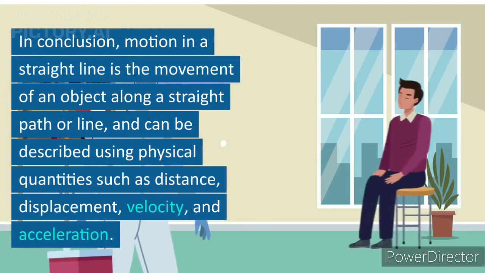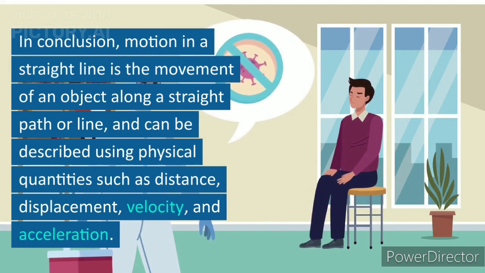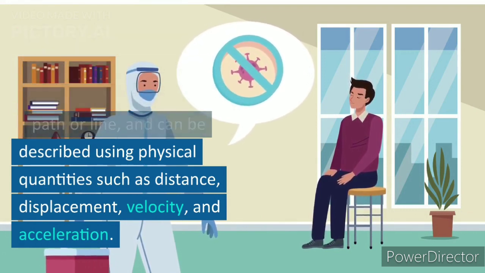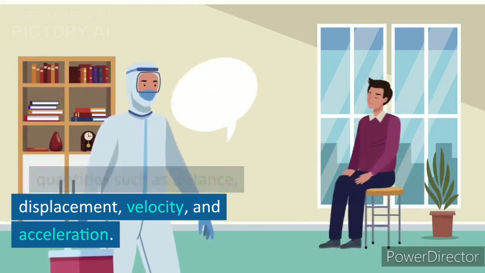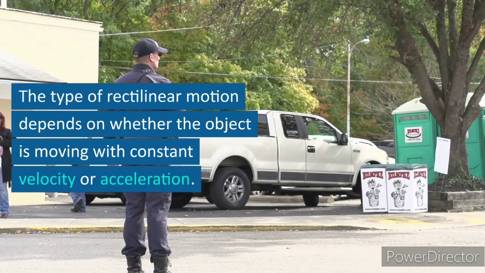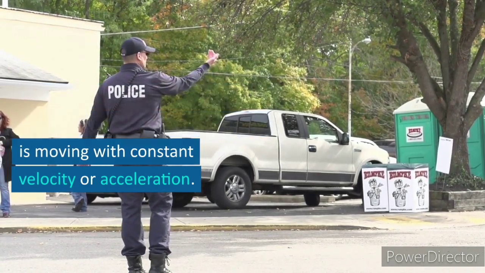In conclusion, motion in a straight line is the movement of an object along a straight path or line, and can be described using physical quantities such as distance, displacement, velocity, and acceleration. The type of rectilinear motion depends on whether the object is moving with constant velocity or acceleration.